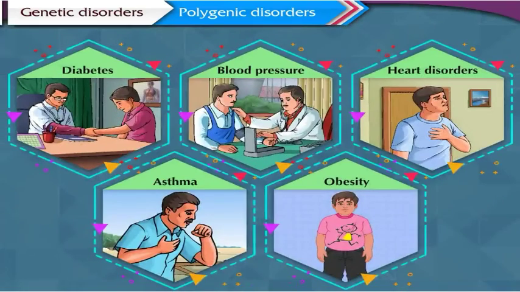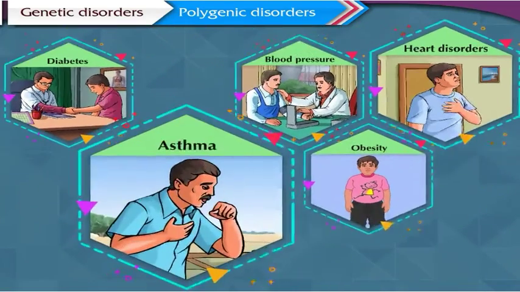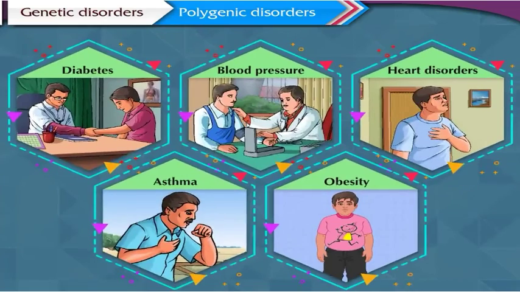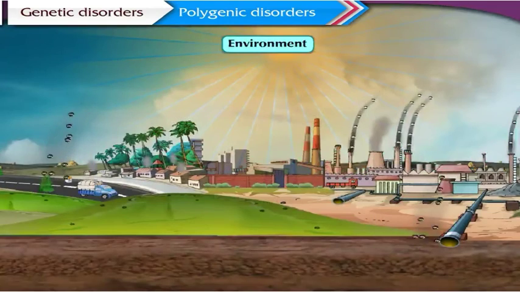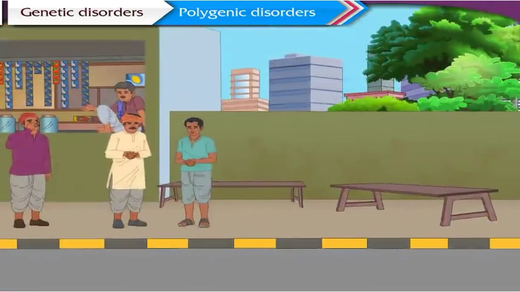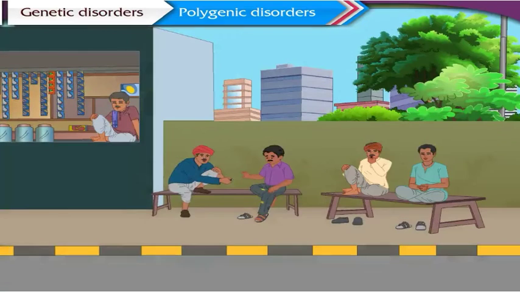Besides these disorders, diabetes, blood pressure, heart disorders, asthma, and obesity are also polygenic disorders. Polygenic disorders do not exactly follow Mendel's principles of heredity. These disorders arise from a complex interaction between environment, lifestyle, and defects in several genes. Besides the disorders that we have studied so far, some disorders arise due to certain bad habits and addictions. Let us now learn about them.